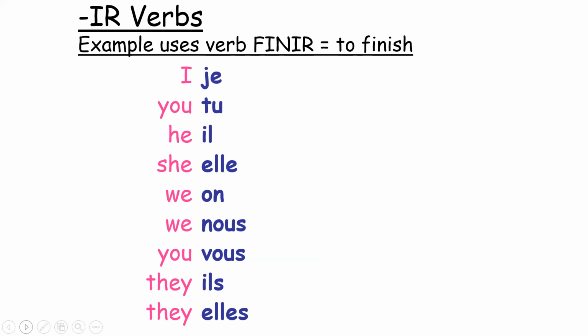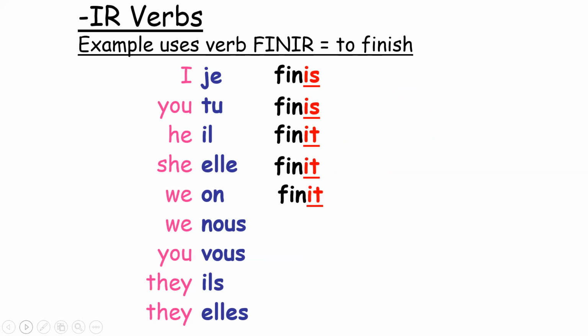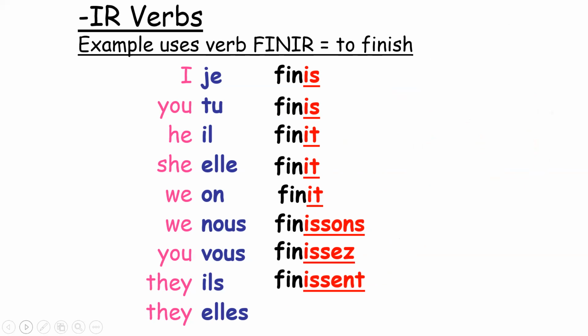Let's take a look at the spell ending, shall we? Je finis, I-S. Tu finis, I-S. Il, elle, on finit, I-T all the way down. Nous finissons, I-S-S-O-N-S. Vous finissez, I-S-S-E-Z. Ils finissent, I-S-S-E-N-T. And elles finissent, I-S-S-E-N-T.